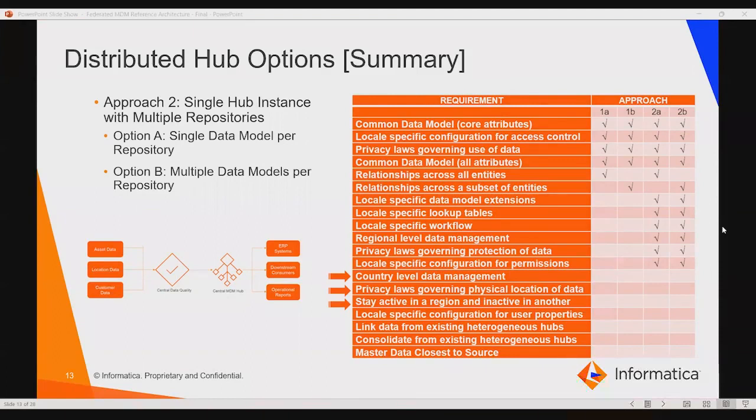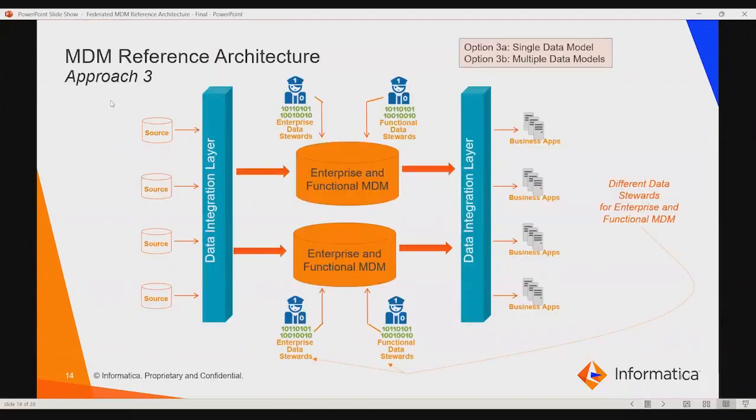Moving on to the next slide in our presentation, we would have a closer look at the reference architecture for more options, and what are the different advantages, disadvantages, or different use cases based on which you would go for the other reference MDM federated options.